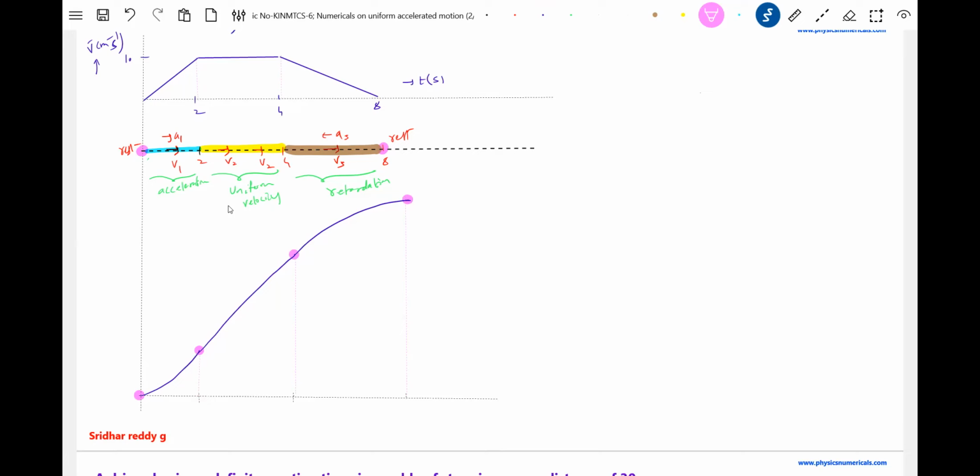So what is this? This is the position. This is the time. 2, 4, this is 8. Okay, sir, how can you plot this graph? It's an accelerated motion. S equal to half at square. So therefore it should be a parabola. S equal to half at square. Then a straight line, uniform velocity motion. It must be a straight line. Is it a straight line?